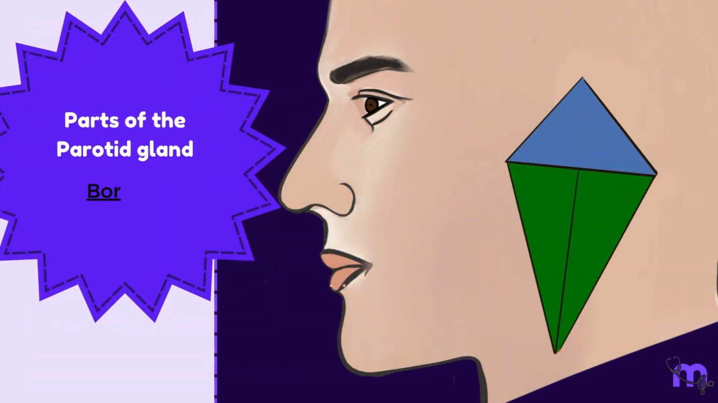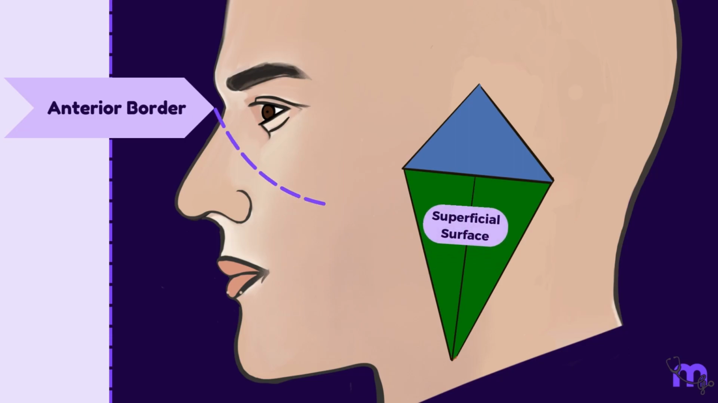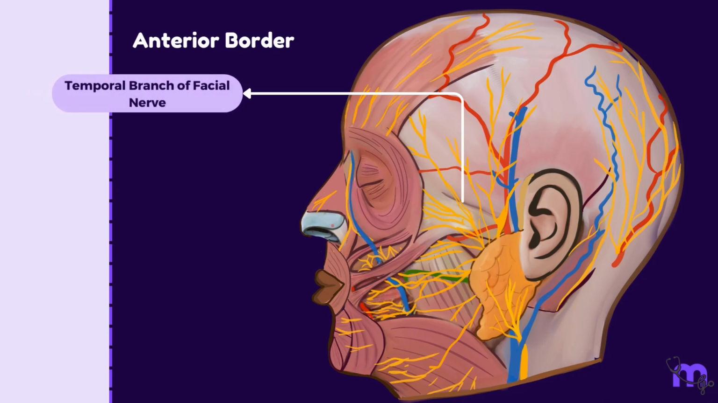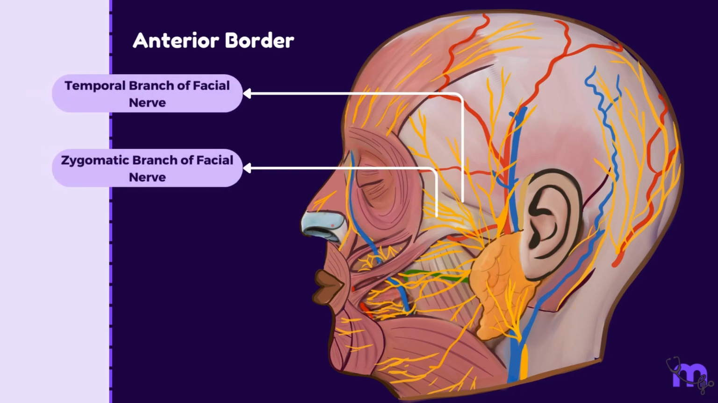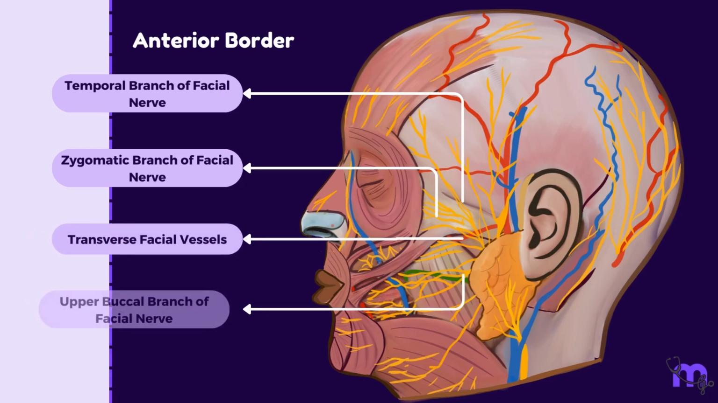Let's move on to the borders of the gland. The anterior border separates the superficial surface from the anteromedial surface. Underneath this border, various structures emerge in a radiating fashion, which includes the temporal branch of the facial nerve, the zygomatic branch of the facial nerve, transverse facial vessels, and the upper buccal branch of the facial nerve.